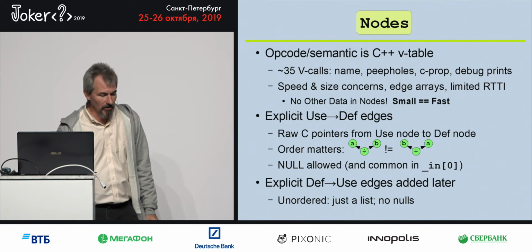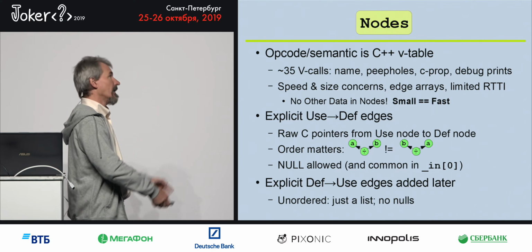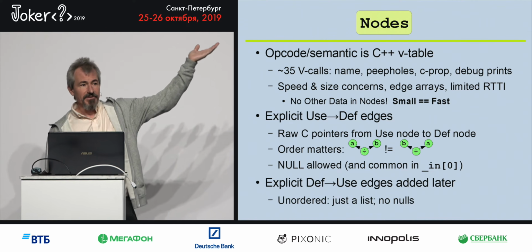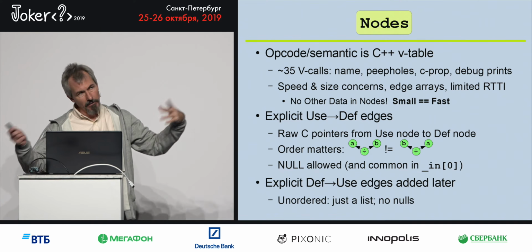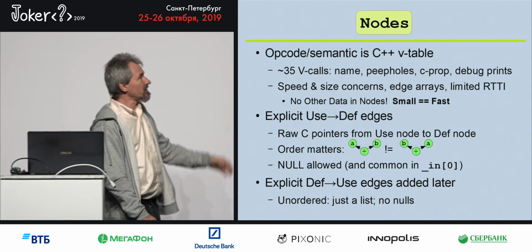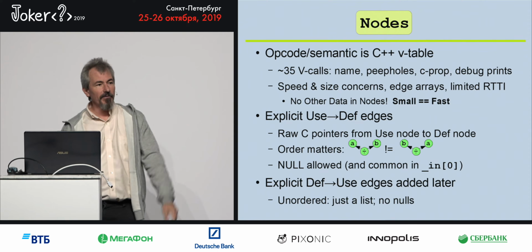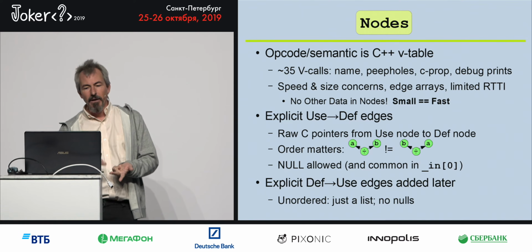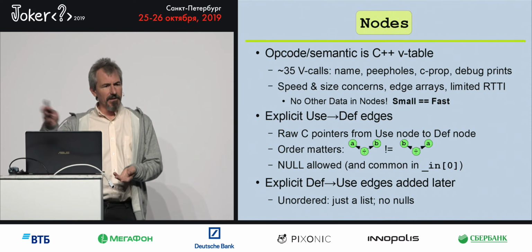So let's talk about nodes, because this is part of being small and fast and convenient to optimize on. HotSpot's written in C++. So C2 is a big C++ compiler written in C++. There's a vtable, which is your opcode semantics. There are about 35 virtual calls. There's the name, the peephole optimizations that are allowed, the constant propagation, a bunch of debug prints, and a whole lot of other things that come one after another.